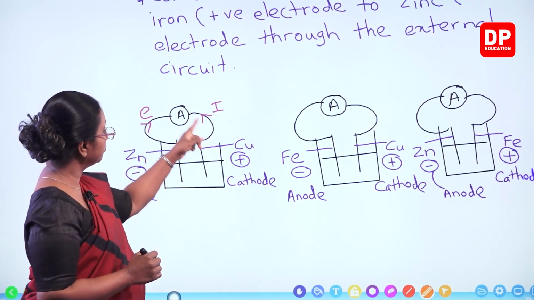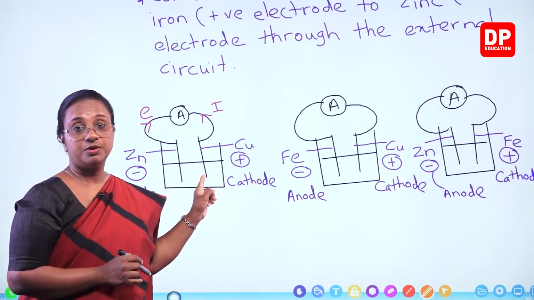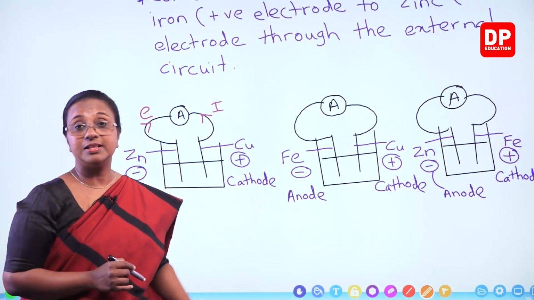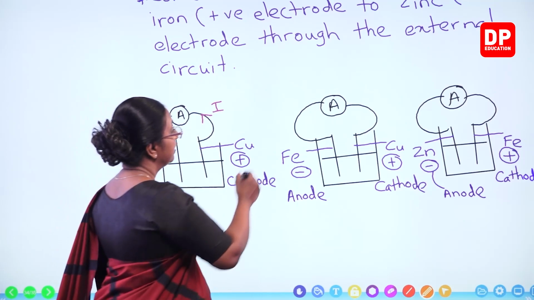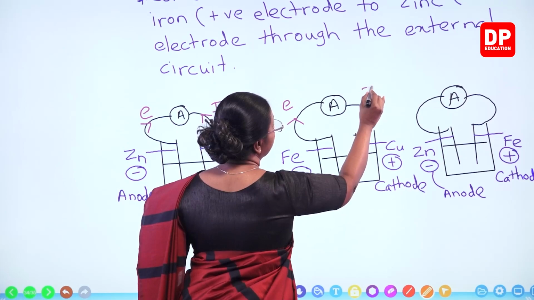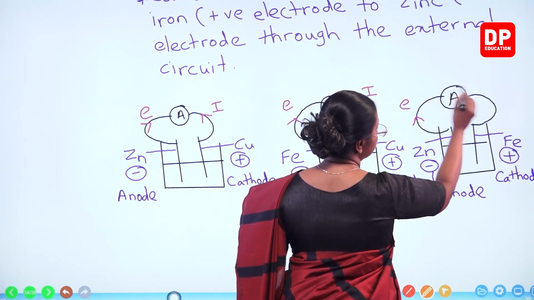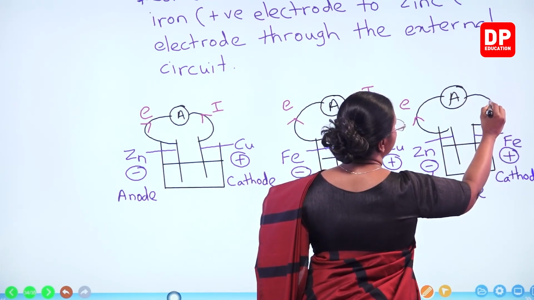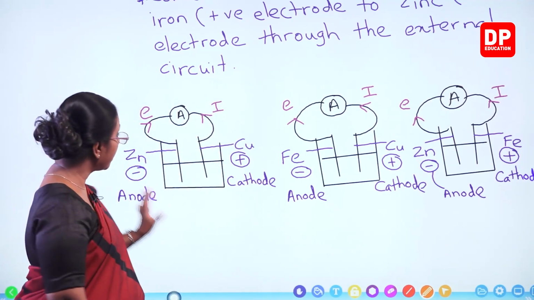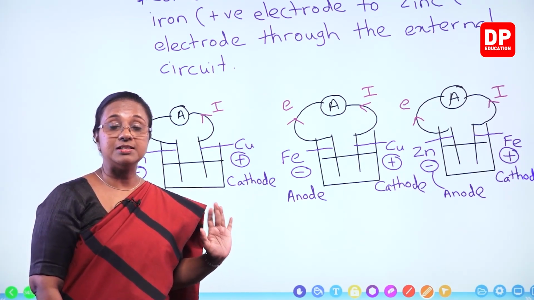So here zinc to copper electron flow, copper to zinc current flow. Like that, you should be able to identify the reactions in all three electrochemical cells. Here, negative to positive electron flow, positive to negative current flow. Here also zinc negative, from that to iron positive electron flow, from iron to zinc it is the current flow. So now you all can understand the similarities between the three electrochemical cells.